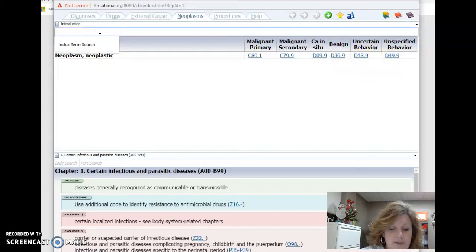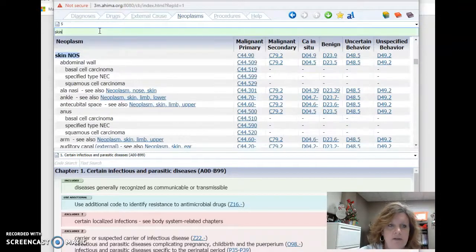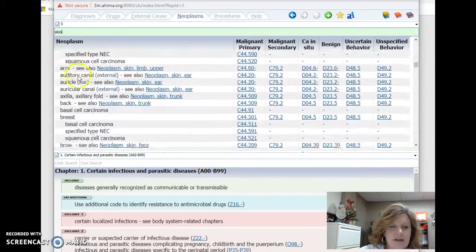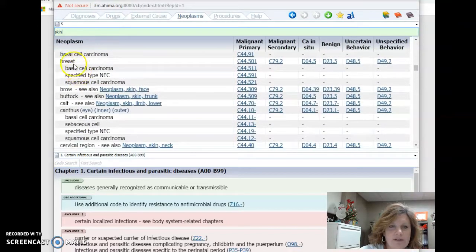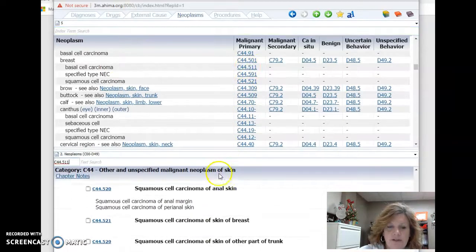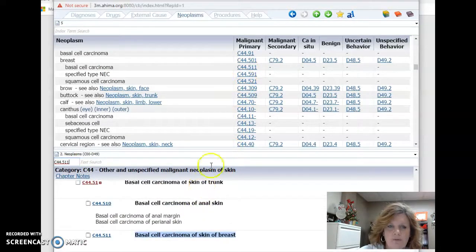Okay, so let's just say I'm going to put in skin. And here we have a bunch of different things. Where's the skin at? Carcinoma of the skin. Is it of the breast, basal cell? Okay, and if you can see here, we can only code malignant primary. Okay, and here it gives us the tabular down below.